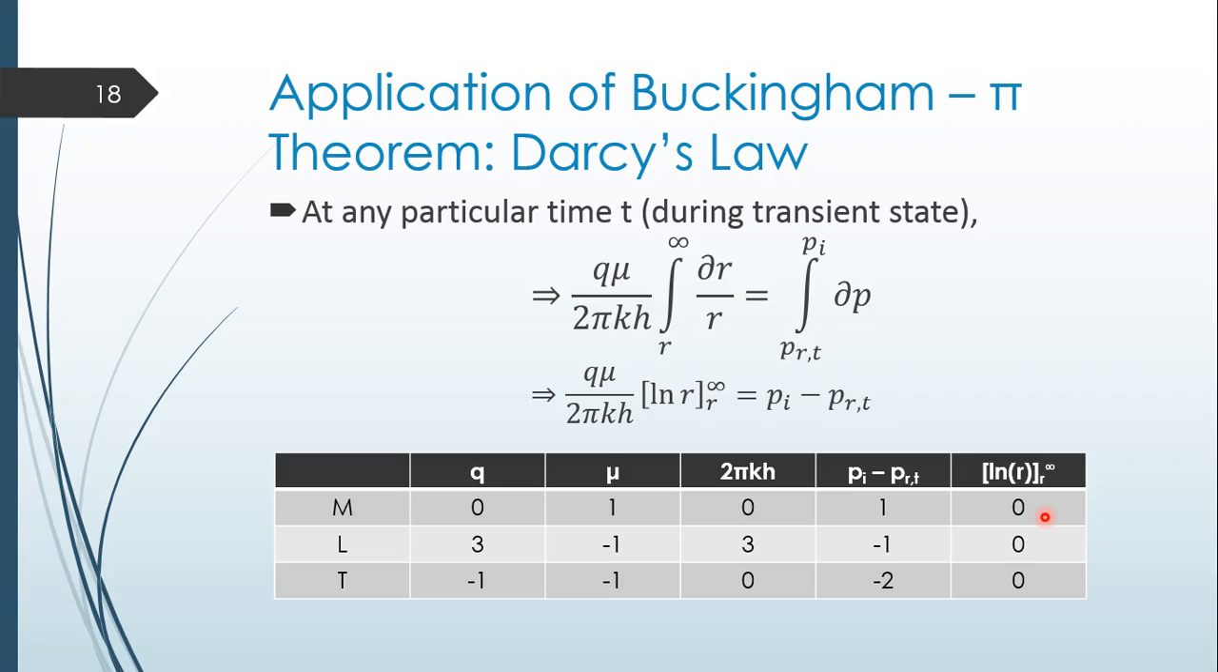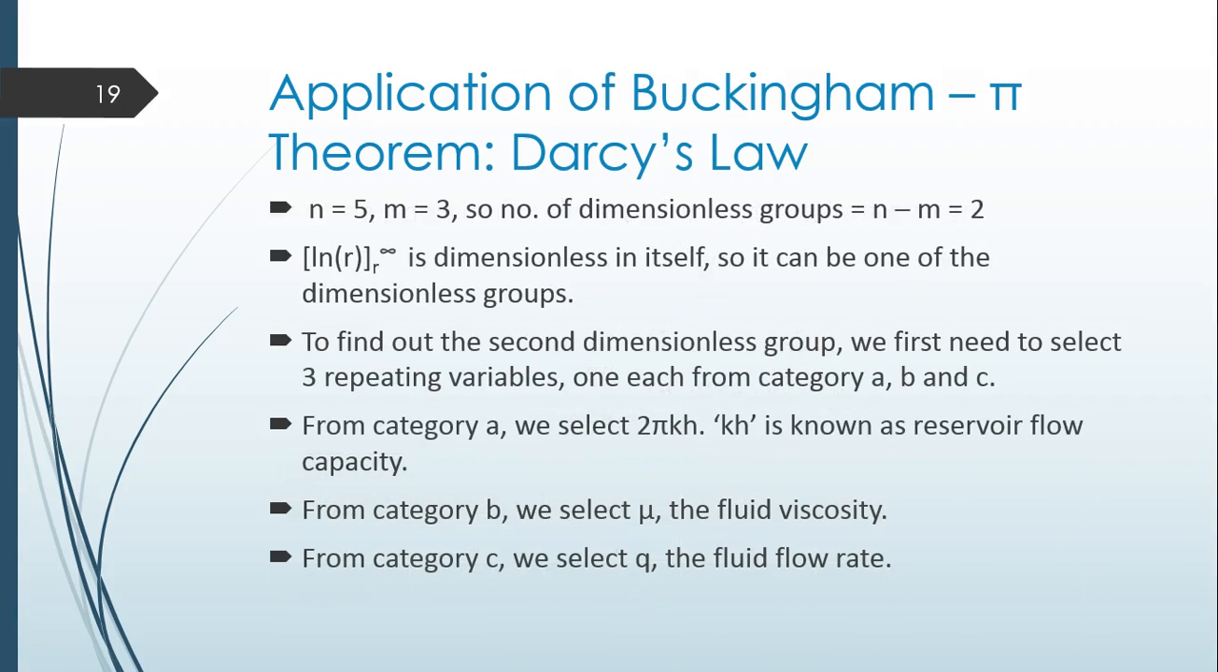So logarithms are always dimensionless. Okay, 0, 0, 0. So n is equal to 5, the number of variables governing the phenomena is 5. m is equal to 3, the number of fundamental dimensions. So the number of dimensionless groups will be n minus m, which is equal to 2. So ln r to infinity is dimensionless itself, so it can be one of the dimensionless groups. Okay, so we got one there.